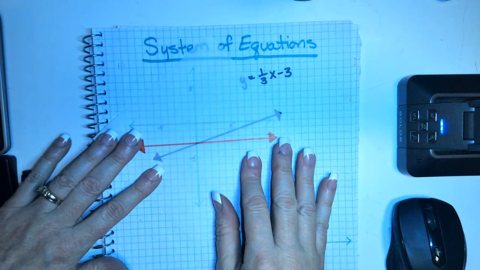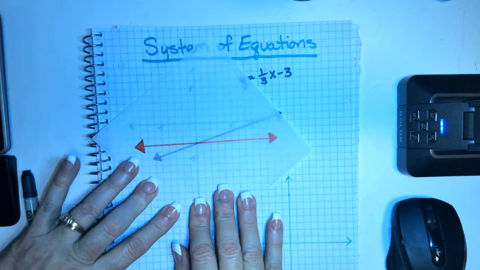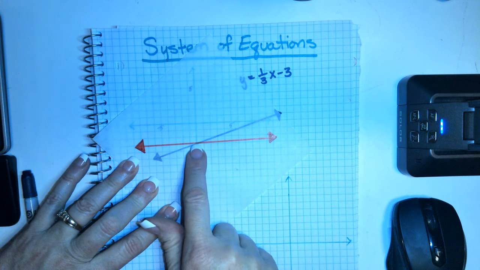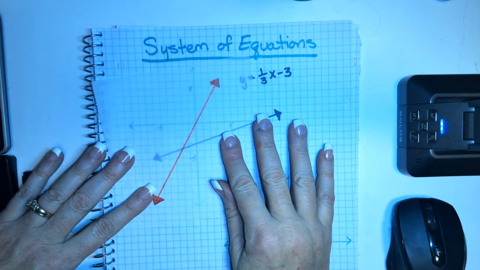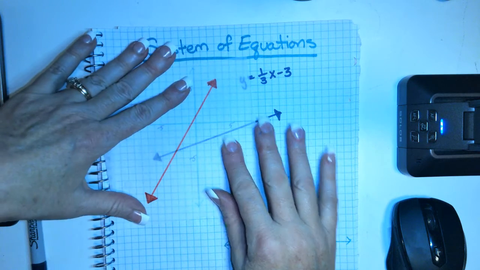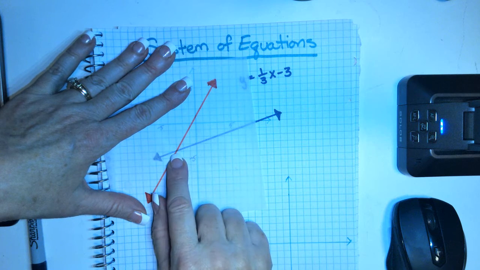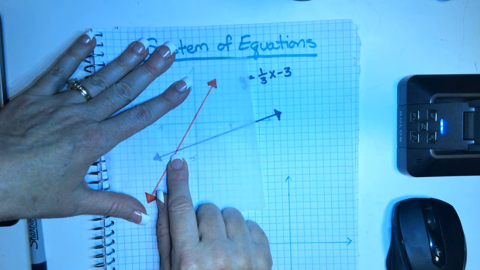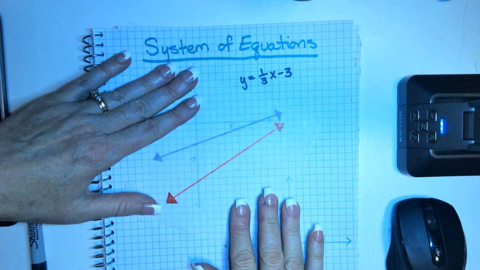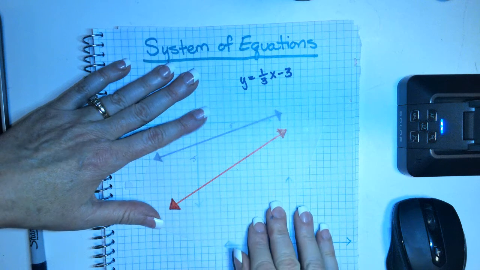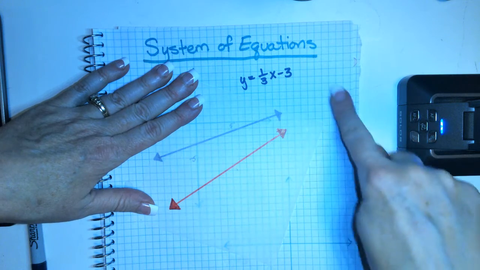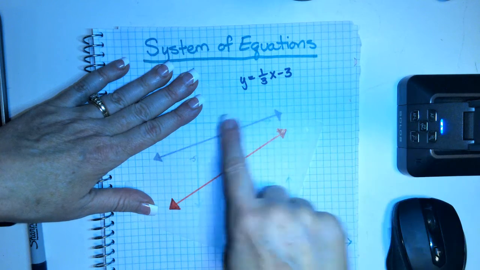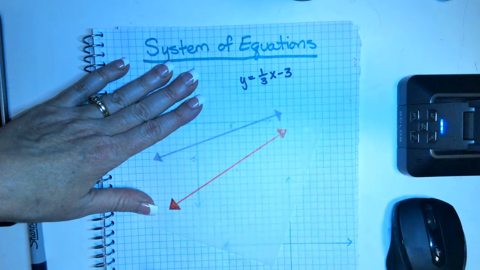If this was my other line, my point of intersection would be right here. If my other line looked like this, my point of intersection would be right here. If my other line looked like this, you can see that these two are coming together, so my point of intersection is going to be out here somewhere. I would need to extend my lines to be able to see that.